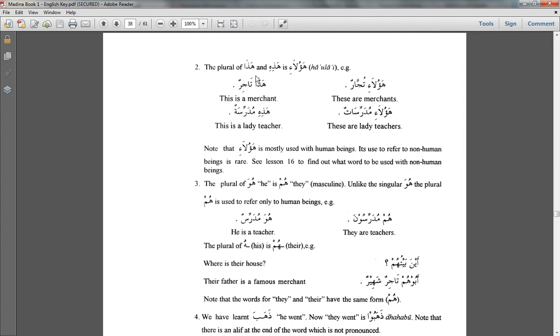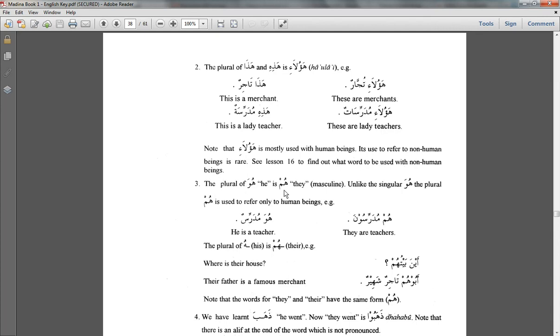The plural of هذا and هذه is هؤلاء. For example, هذا تاجر هؤلاء تجار. This is a merchant, these are merchants. هذه مدرسة هؤلاء مدرسات. These are lady teachers. Note that هؤلاء is mostly used with human beings. Its use to refer to non-human beings is rare. See lesson 16 to find out what word is to be used with non-human beings.